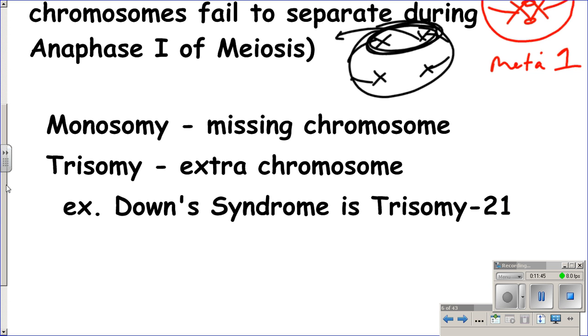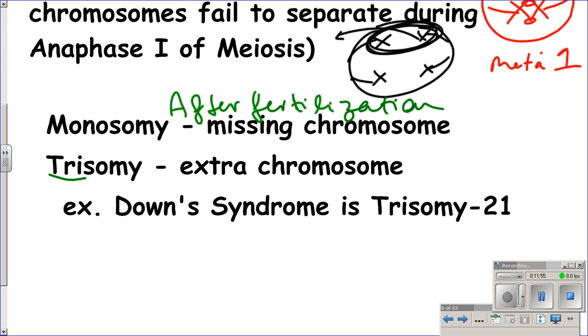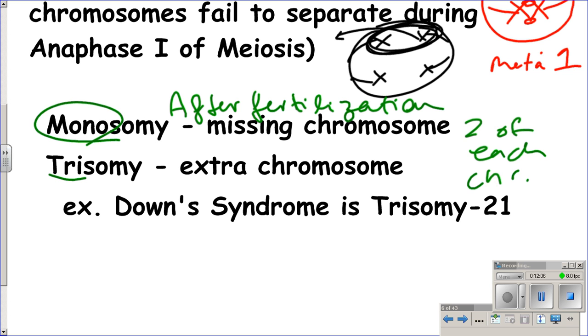So what does the tri refer to here? 3. These two things we call them after fertilization occurs, because after fertilization, you have 2 of each chromosome, one from the egg, one from the sperm. So if the sperm was missing a chromosome by chance, then that zygote's going to end up with a monosomy, because mono means 1 chromosome. If some other sperm had 2 of the same chromosome, while the egg only had 1, and they come together, that's how you get your 3, your extra chromosome. So that's what we call trisomy.